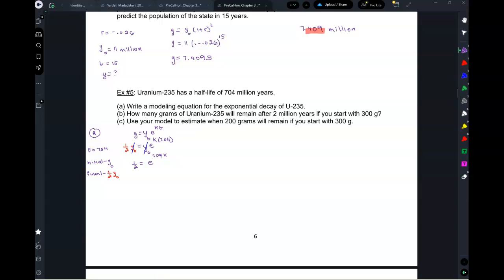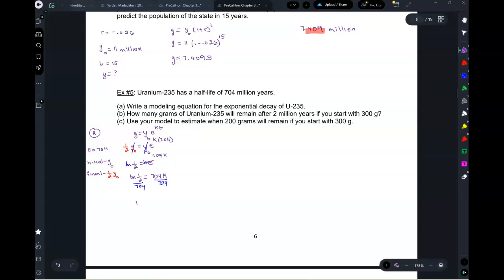704k. Okay, so now remember from last year, to solve an equation like this, we take the ln of both sides. Okay? And we do that because the variable is an exponent of the e. To get rid of that exponential situation, we take the ln of both sides. So now what I have is this, ln of a half is equal to ln and e here neutralize one another, and I have 704k. To solve for k, I divide by 704.